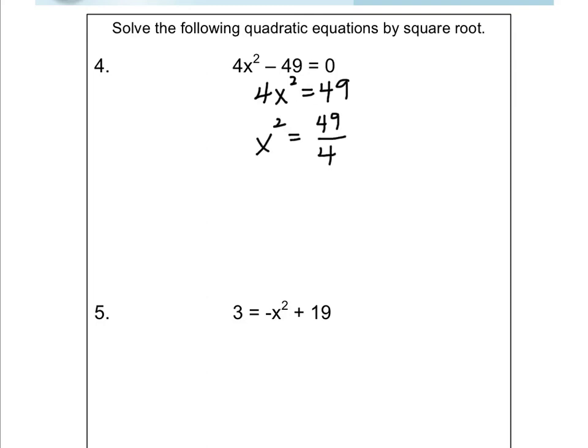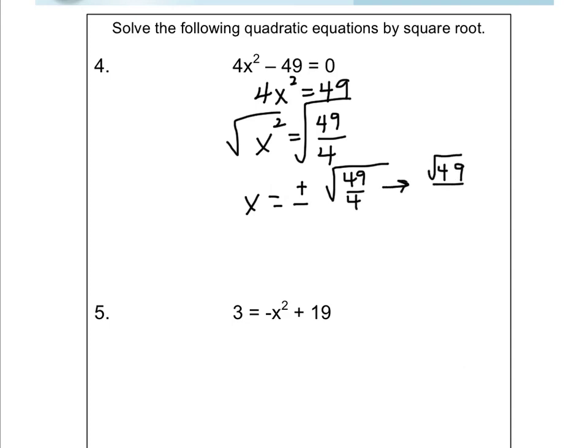Do not make them decimals. And here's the reason why. You'll notice that as you look at this, if I take the square root of both sides, this is going to be x equals positive and negative square root of 49/4. Well, this is the same thing as saying the square root of 49 over the square root of 4. You'll notice 49 is a perfect square, and the square root of 49 is 7. 4 is a perfect square, and the square root of 4 is 2. So we have x equals positive and negative 7/2.